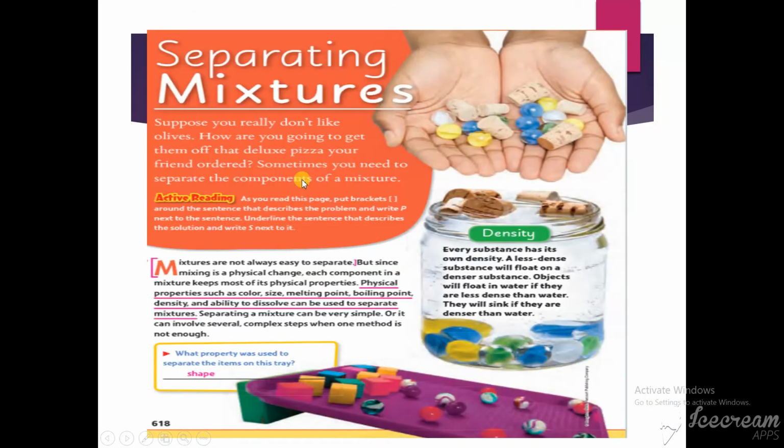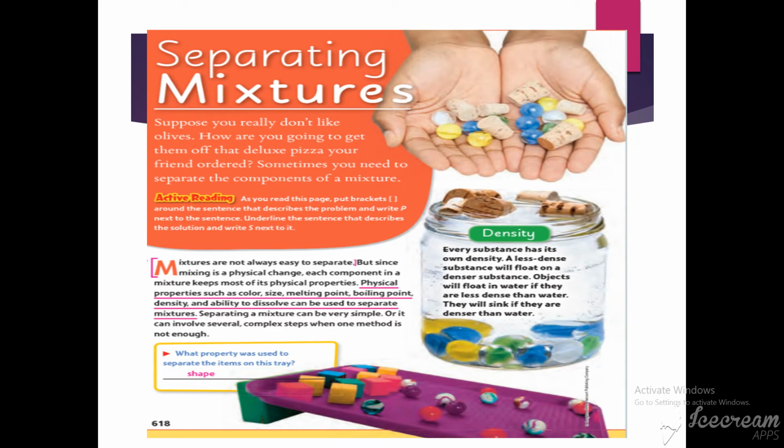All right, here: separating mixtures. Mixtures are not always easy to separate. With magnets, for example, I remember in my lab, iron and sulfur. It was very easy for me to just take a magnet and remove the iron from the sulfur. But things are not always easy. Physical properties such as color, size, melting point, boiling point, density, and ability to dissolve can be used to separate.